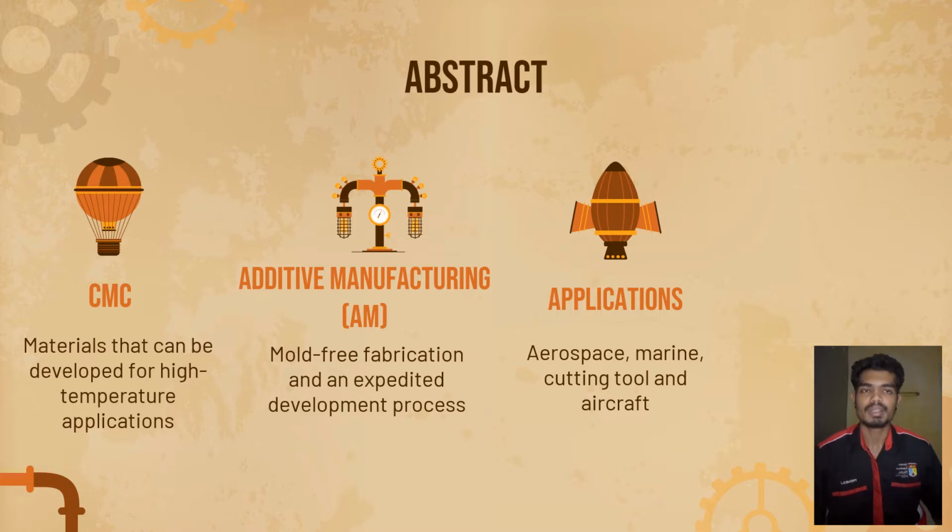CMCs are basically very rigid and brittle. This makes them very hard to produce. This is where additive manufacturing plays an important role, as it will help to enable mass production and also help to produce complicated shapes of the structure.